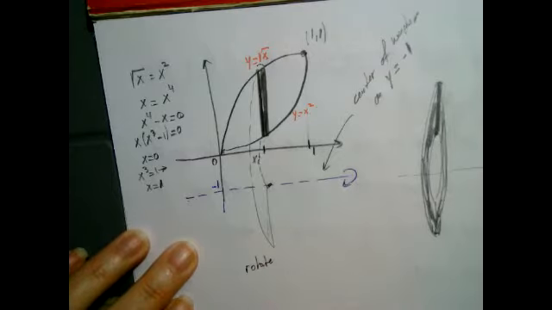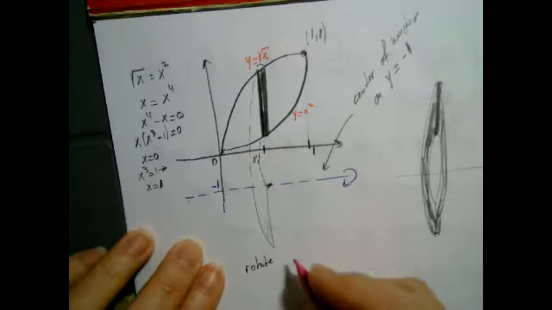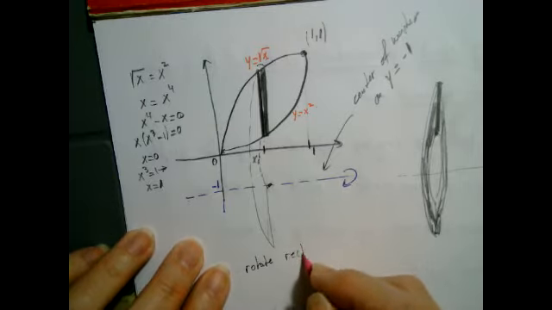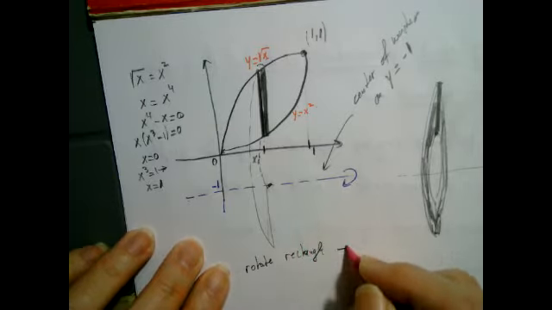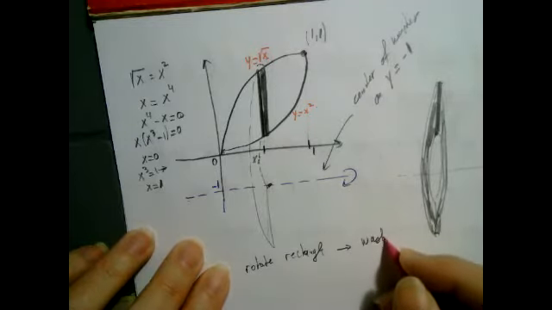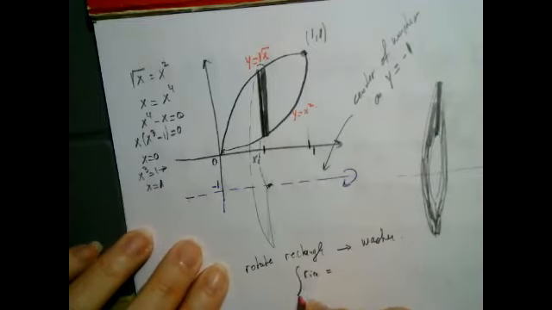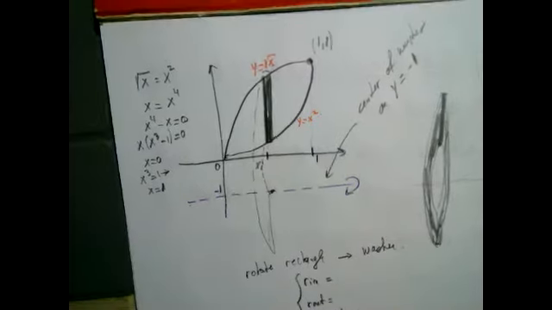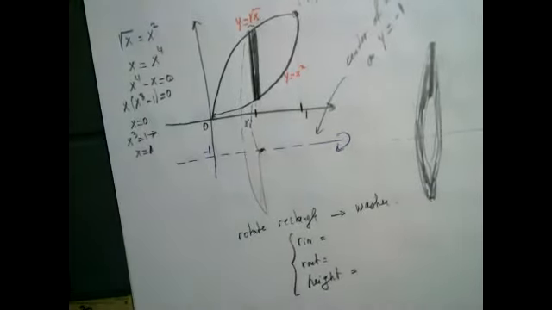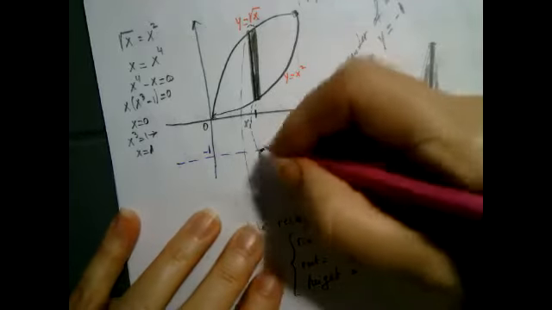I'll give you a minute to think, all of you. I want you to think about it. Rotate the rectangle, give me a washer. I need the volume. I need the inner radius, I need the outer radius, and I need the height. Okay, all right. What is the inner radius? Remember, that's the center right here.